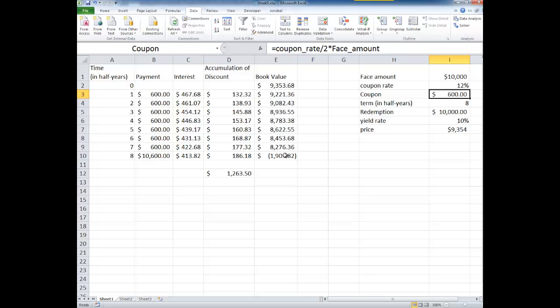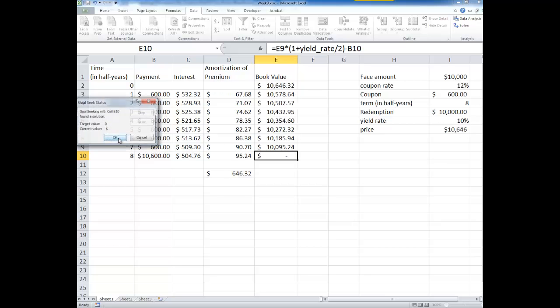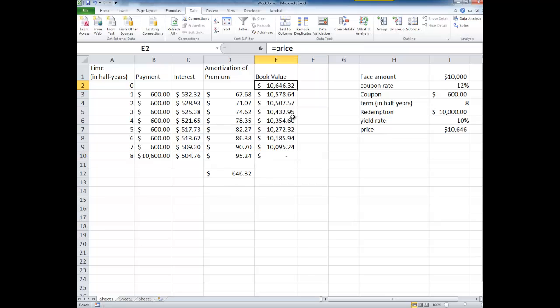So again, I can do a goal seek right here, make that 0 by changing the price. And so this bond would sell at a price of $10,646.32. That's how much I'm willing to pay for this bond in return for these payments.